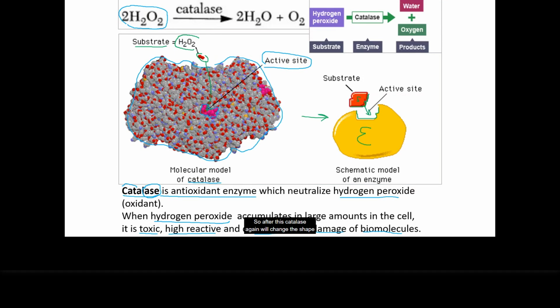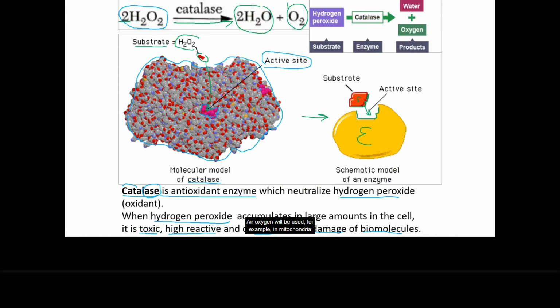After this, catalase again will change shape, and this substrate, in our case hydrogen peroxide, will be catalyzed and broken down into two molecules, actually three, because there will be two water molecules shown here from the two hydrogen peroxide molecules, and one oxygen molecule will be released.